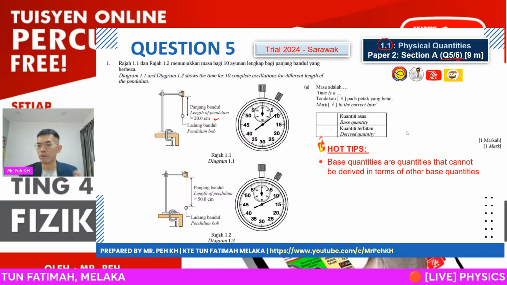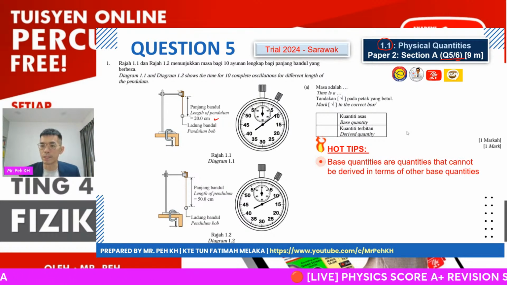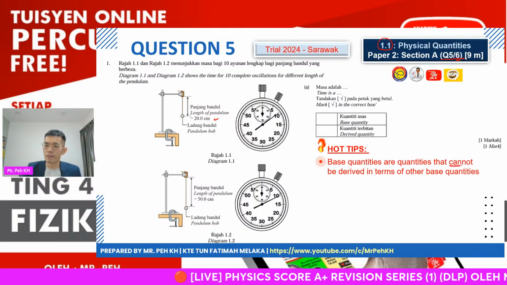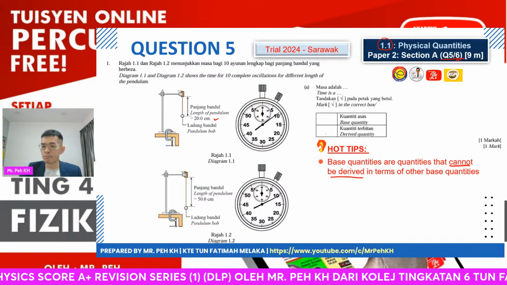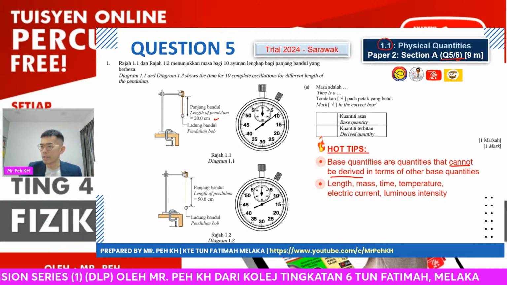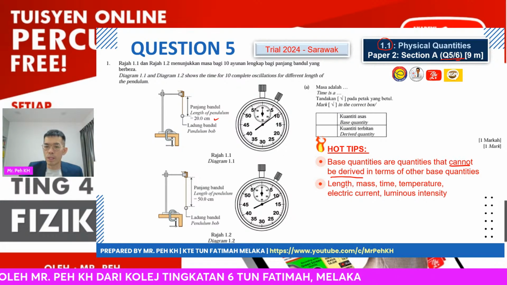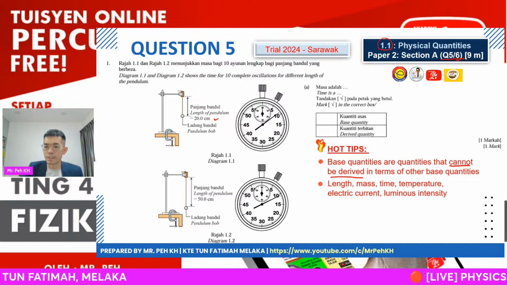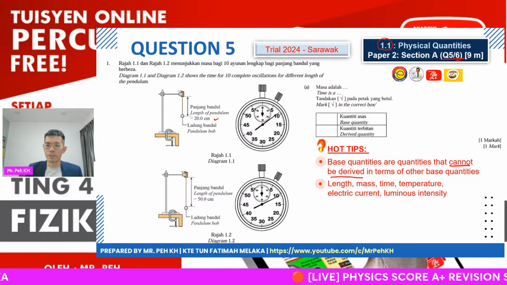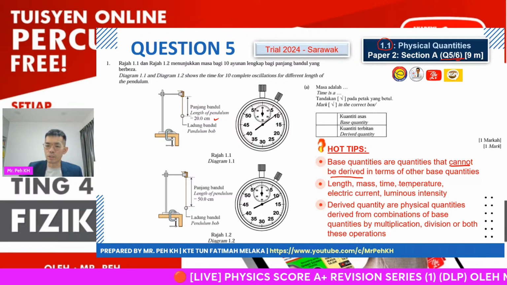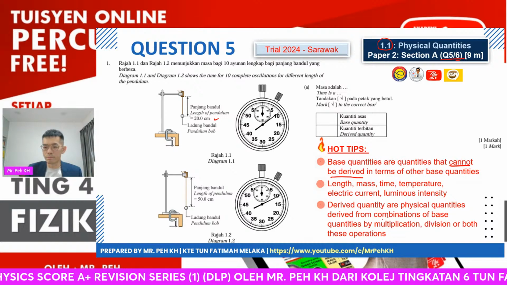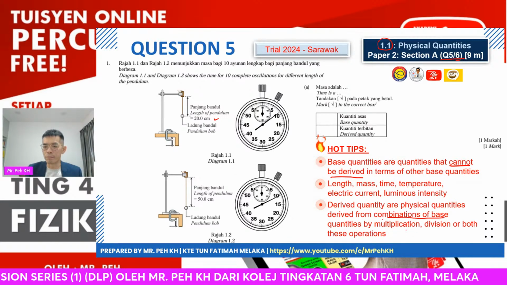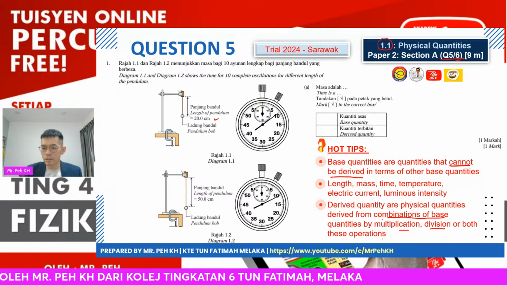So let us review again. What is the base quantity? The base quantity is a quantity that cannot be derived in terms of other base quantities. So this is the simplest form already. We have 7 examples which you can get from a textbook: length, mass, time, temperature, electric current, luminous intensity. Then the derived quantity is a physical quantity that can be derived from a combination of base quantities in multiplication, division, or both operations.